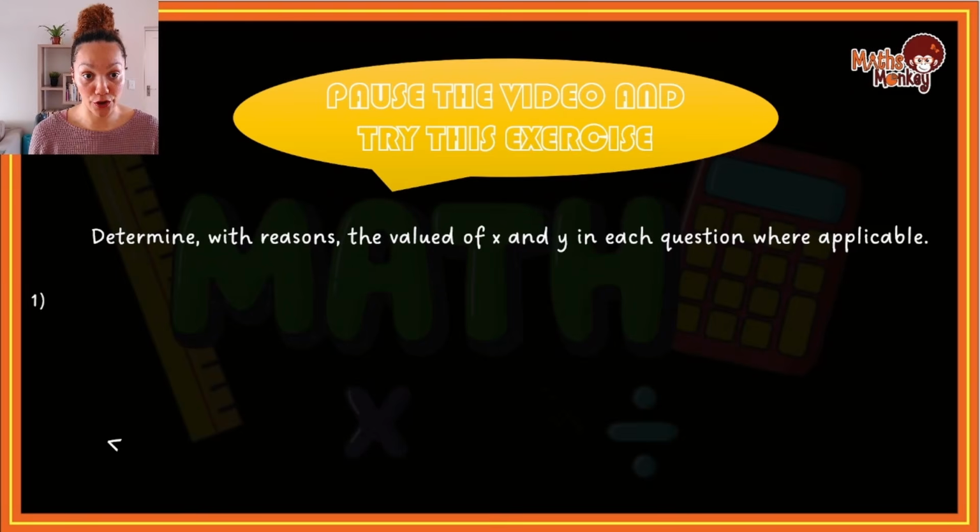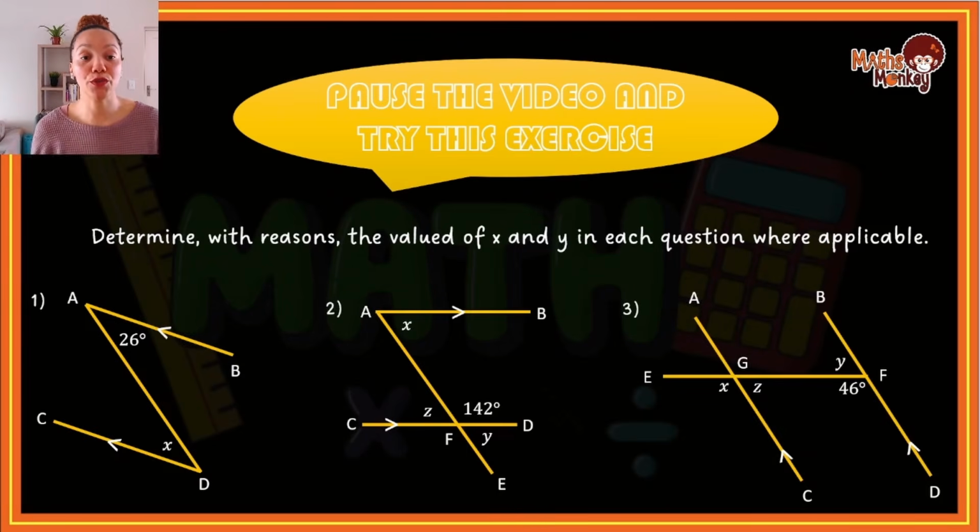All right, so that's the examples, and now I want to give you an exercise to see if you can try on your own. Okay, so do this exercise. Here are your 3 questions. Pause the video, try and do all 3 with all the answers for the variables and the reasons, and then unpause the video and I will give you the answers and we can mark it together.